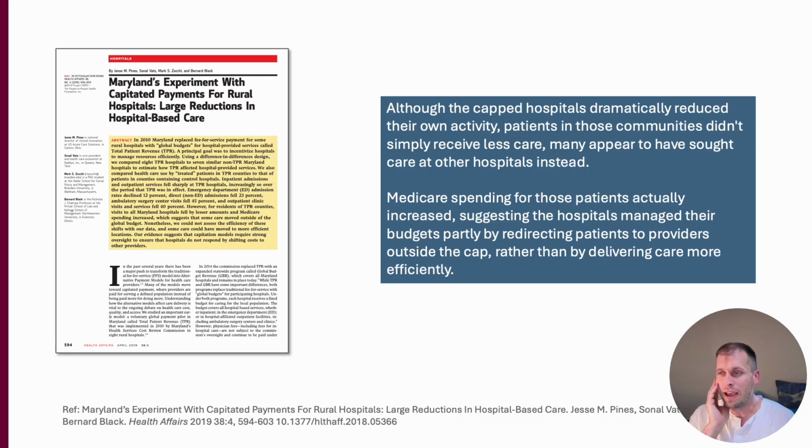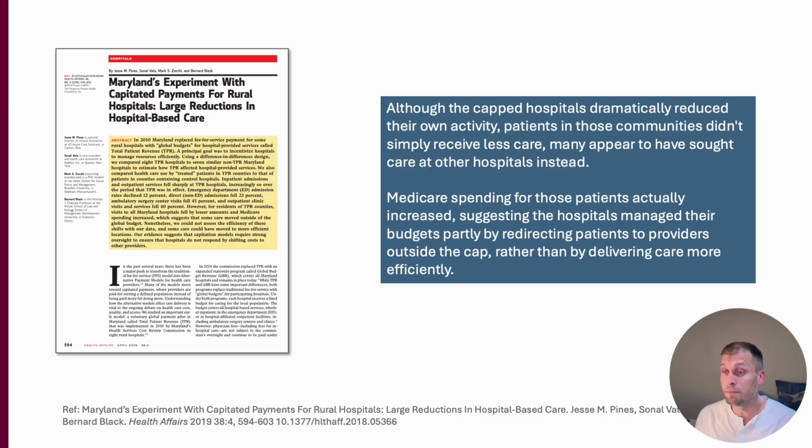But what they found is that those patients actually sought more care at other hospitals, because the way the capitation in this experiment worked, it didn't capitate payments, basically limit these payments at all hospitals, just some of the rural ones in Maryland as part of this experiment. And so those patients, if they couldn't get care at their rural hospital, they could drive into Baltimore and they could go to a hospital in Baltimore.